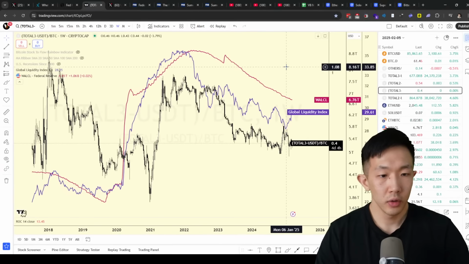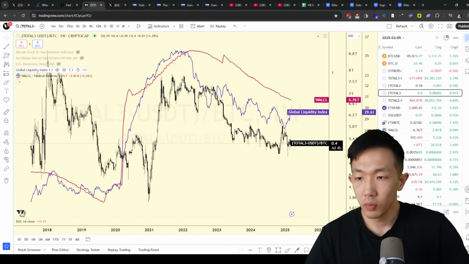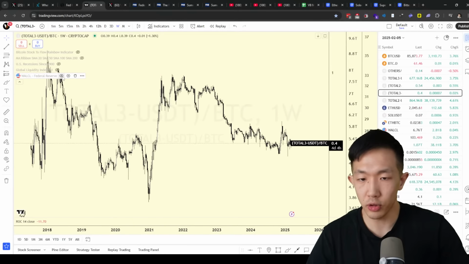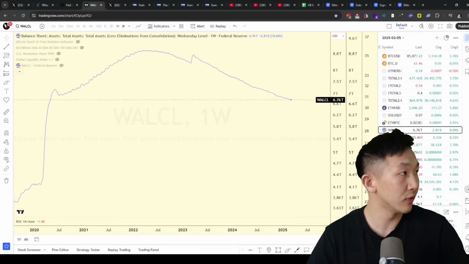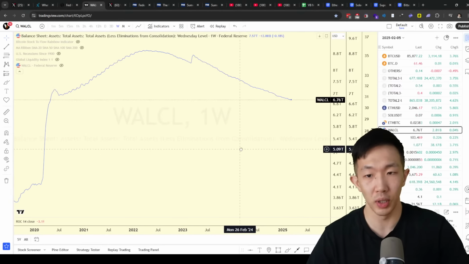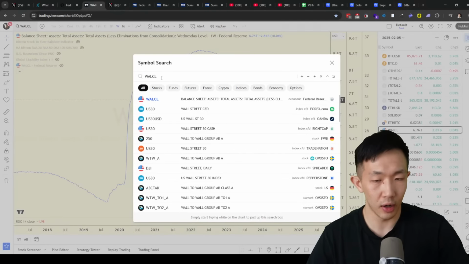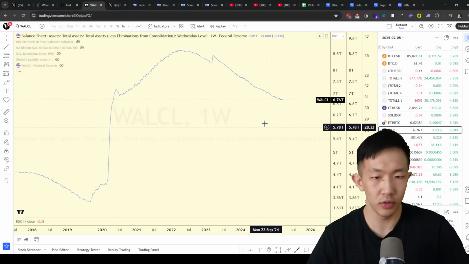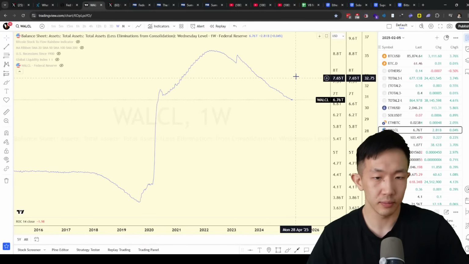Okay. Here. So on TradingView, you want to look at a few things. There are two metrics that are very important. Number one, the US Federal Reserve's balance sheet is very simple. This is public data that's released every week. And the ticker is WALCL. You can track that right now. And you see this has been declining since April 2022 and still is declining.